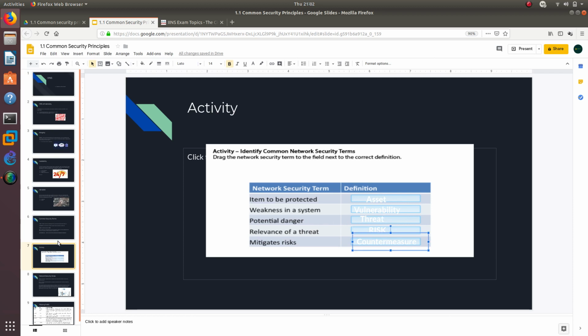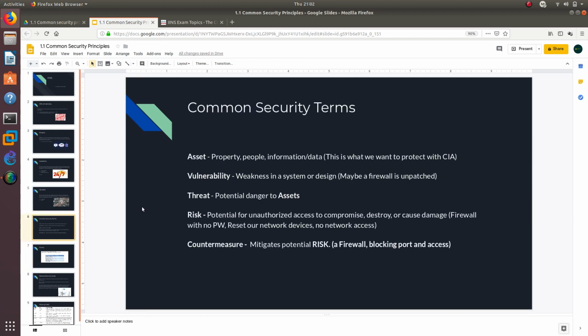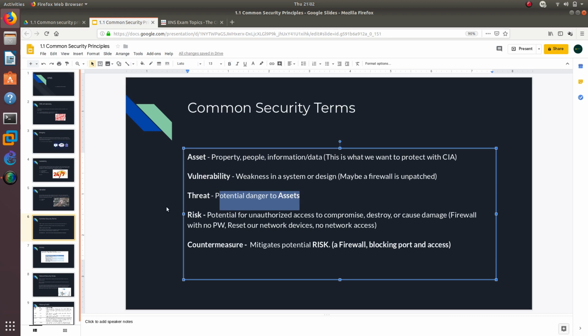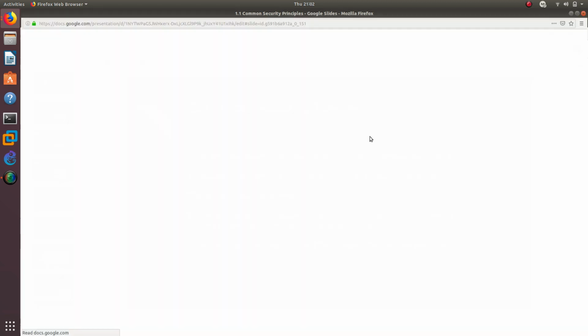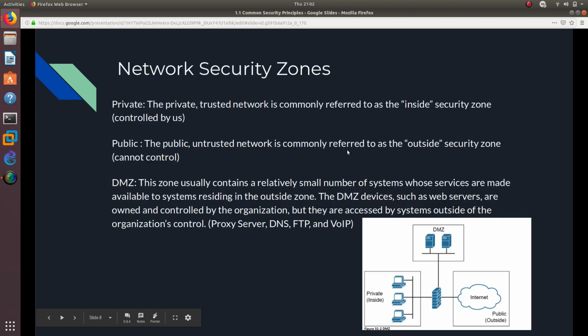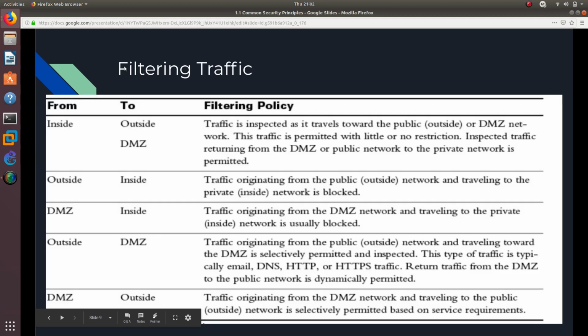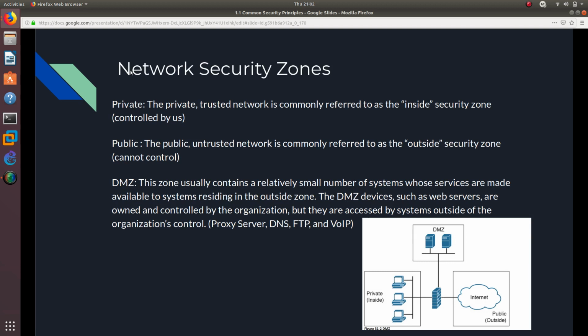Let me see, potential danger. Just want to be sure. So yeah, potential danger to assets. Okay, and let's go ahead and move on. And now we are going to define the network security zones.